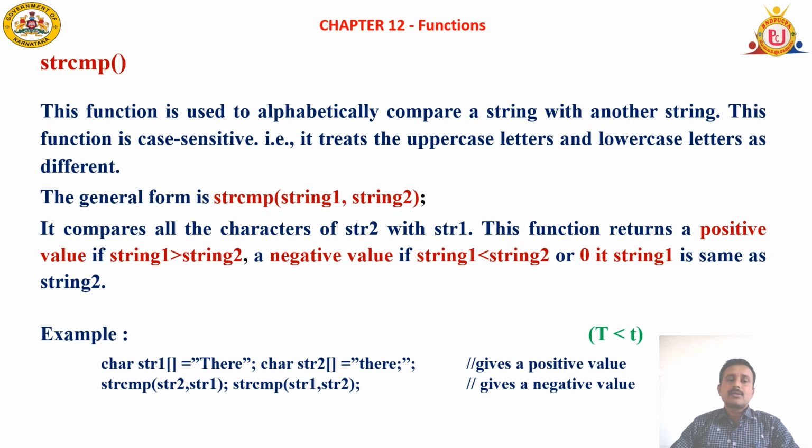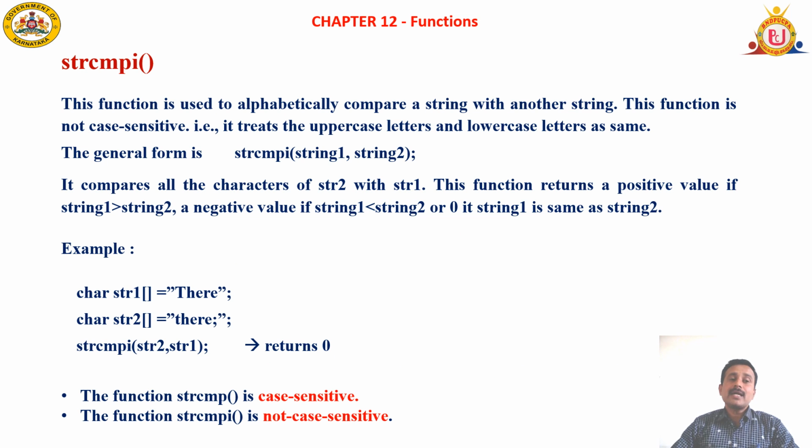Next, strcmp. This function is used to compare two strings alphabetically by considering the case difference. It is case sensitive. See this example. Suppose in str1, T is capital. In str2, T is a small letter. So capital T is less than small letter t, so it gives less than 0 as output.